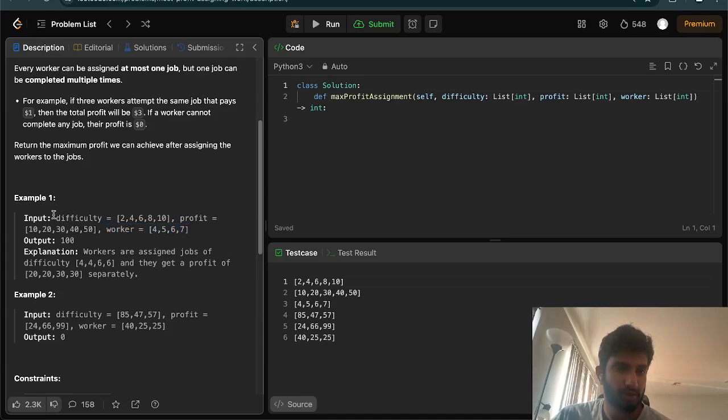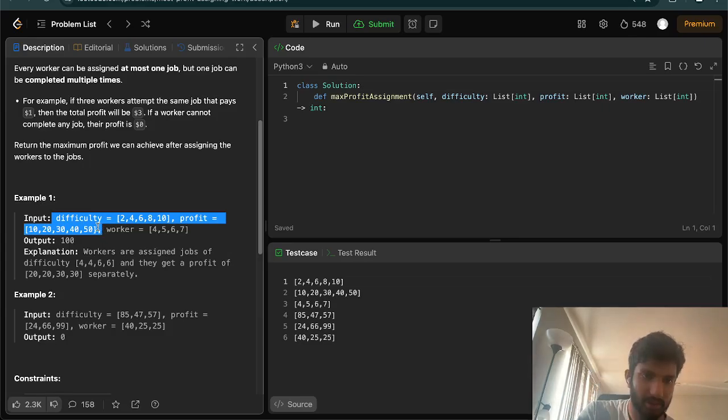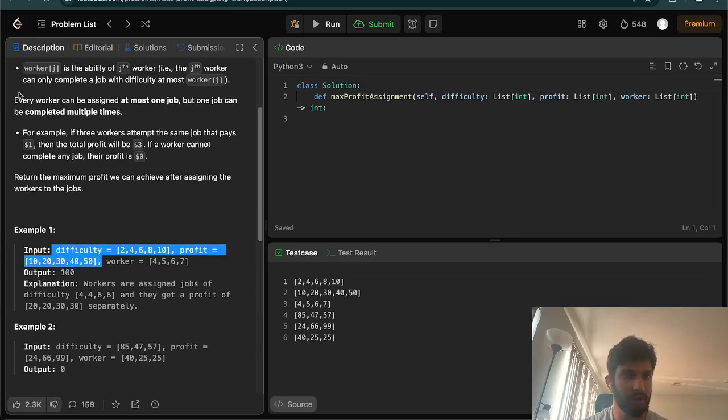The thing is, difficulty and profit are pairs. Here in example one, job 0 has difficulty 2 and a profit of 10. Job 1 has difficulty 4 and a profit of 20. And you have a bunch of workers who can take jobs of certain difficulty, and every worker can be assigned at most one job.